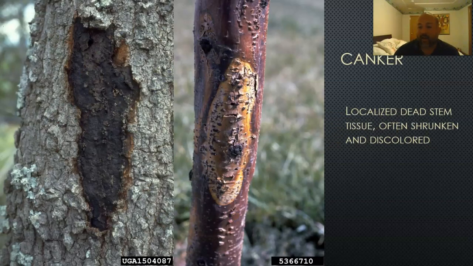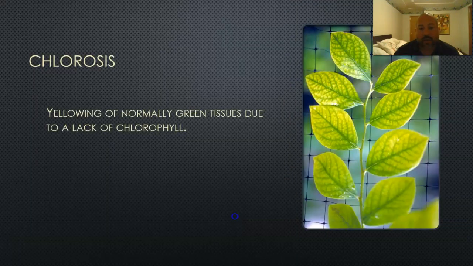A canker is localized dead stem tissue, often shrunken and discolored. Here are two examples of cankers. Chlorosis is yellowing of normally green tissues due to a lack of chlorophyll. Whenever you see yellowing leaves, and it's not just what that leaf normally does, if the leaf should normally be green and now it's yellowed, that's chlorosis.